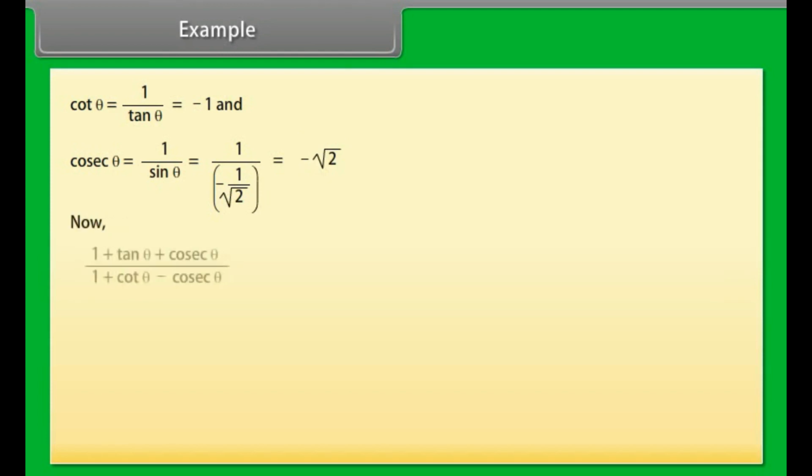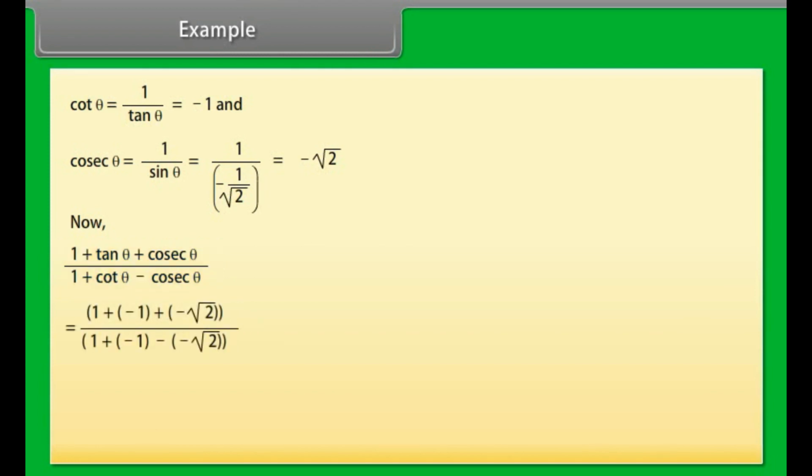Now, 1 plus tan of theta plus cosec of theta by 1 plus cot of theta minus cosec of theta is equal to (1 plus minus 1 plus minus of under root 2) by (1 plus minus 1 minus of minus under root 2) is equal to minus of under root 2 by under root 2 is equal to minus 1.